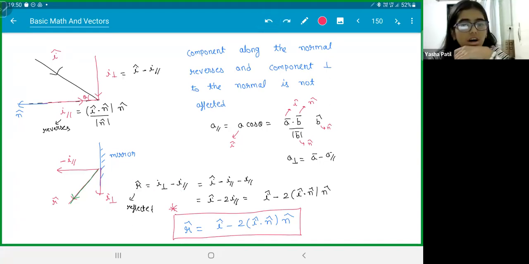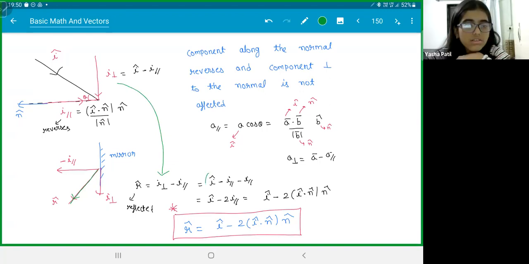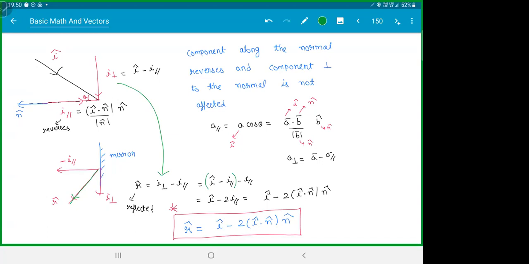Yes, sir. And what is I perpendicular here? I perpendicular, I took it and substituted here. Okay, sir. So that will be 2 times I perpendicular, right? Please check everyone. It's a good result.